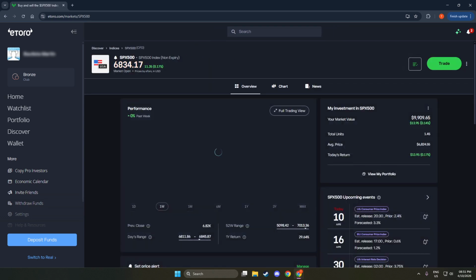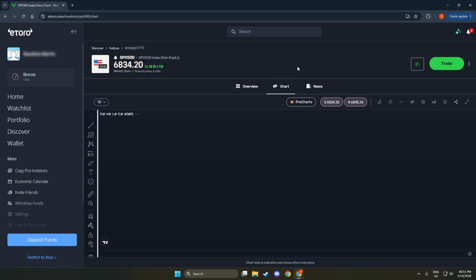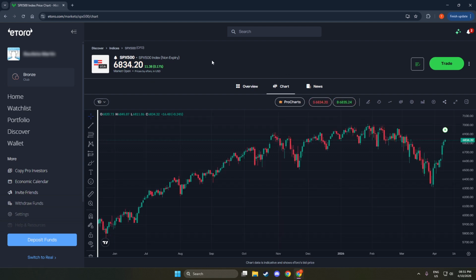Next, open a chart before doing anything else. Click the asset you're interested in, then select Chart. Switch the view to candlesticks so you can clearly see movement over time. Add a few core indicators: the Relative Strength Index, a moving average, and the MACD.